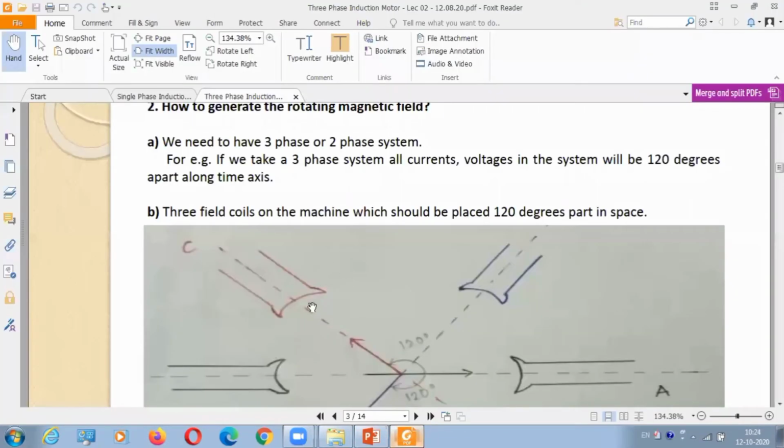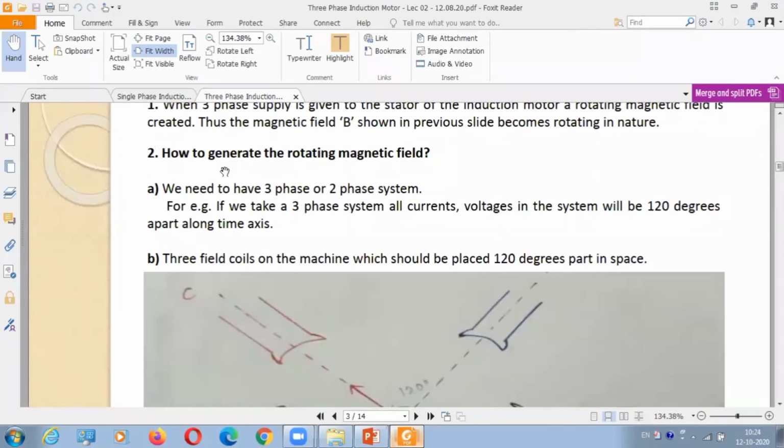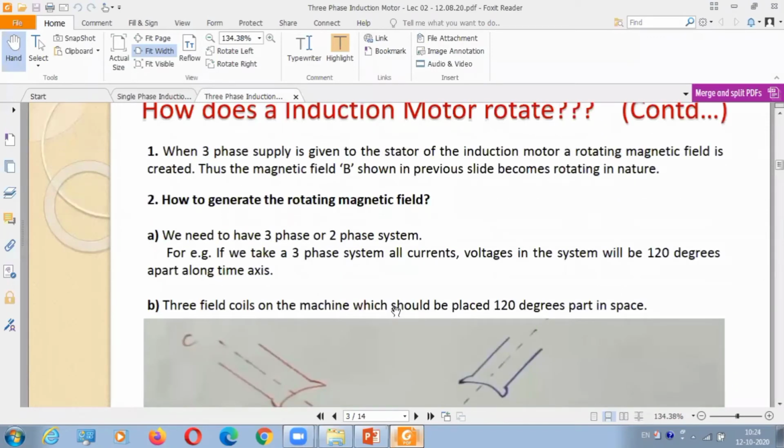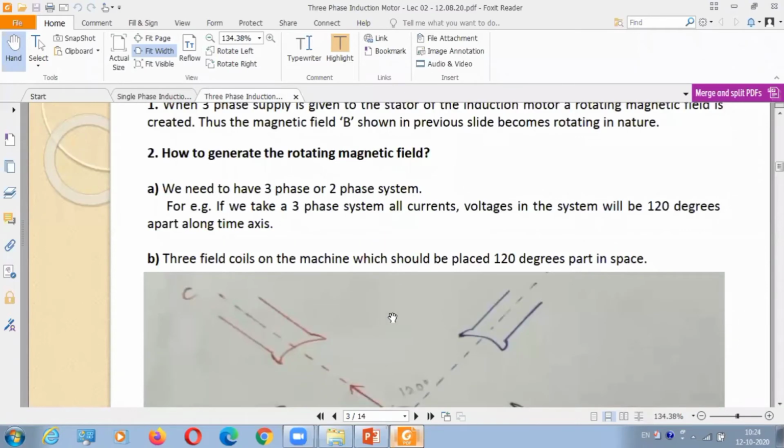Here we read how to generate a rotating magnetic field. We need to have a three-phase system or two-phase system. This was the second lecture. So now what we are doing is generating a two-phase system from a single phase. Because it was a three-phase induction motor and three-phase supply is readily available, there is no need of taking single phase and splitting it into three parts.